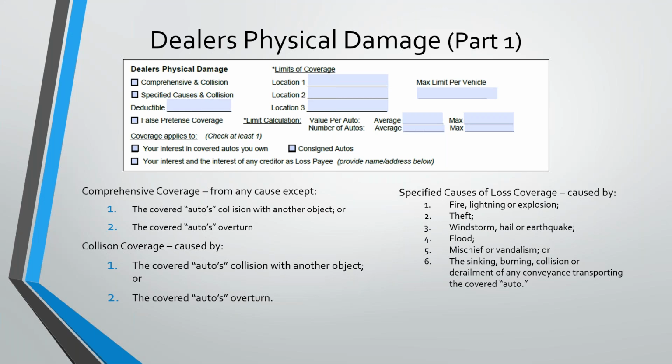Specified is going to be specific causes of loss, whereas comprehensive, if it's not a collision, chances are it'll fall under comp. Same thing in regard to limits. If he has multiple locations, he may have different numbers of vehicles at those locations. So he may have a different need for a higher limit at one location as opposed to another. And there again, the max limit per vehicle that he sees for all locations should be placed on there so we're aware of what he's dealing with.